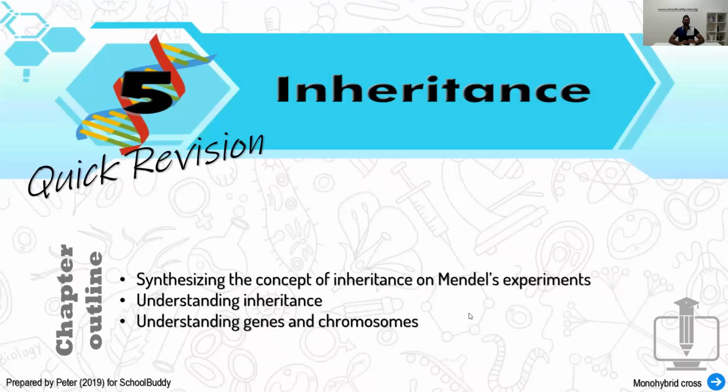Fifth chapter, which is on inheritance. Some of the important checklists we're going to cover here: we're going to learn the concept of inheritance by the famous scientist Mendel, and how Mendel came out with it through his own experiments on green peas. We're going to learn about inheritance, what inheritance basically is, and certain terminology about gene, genetics, chromosome, and so on.